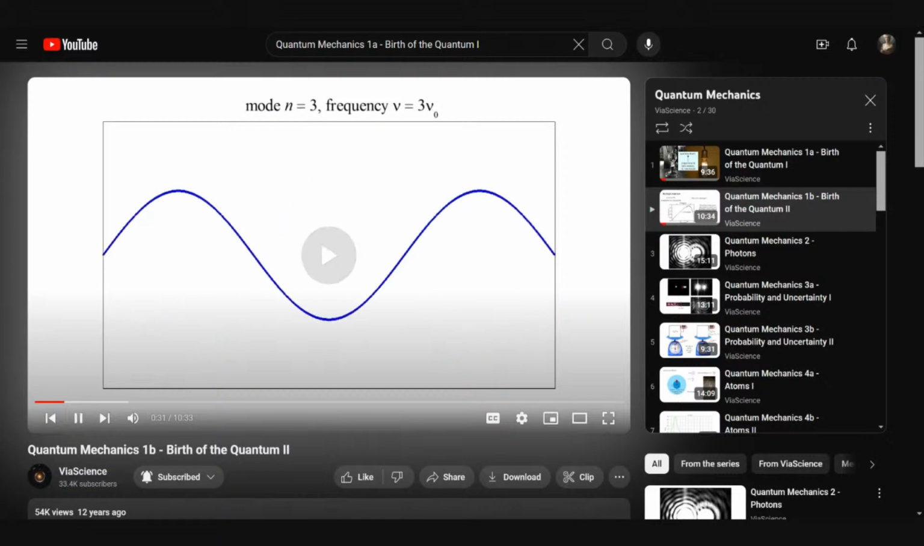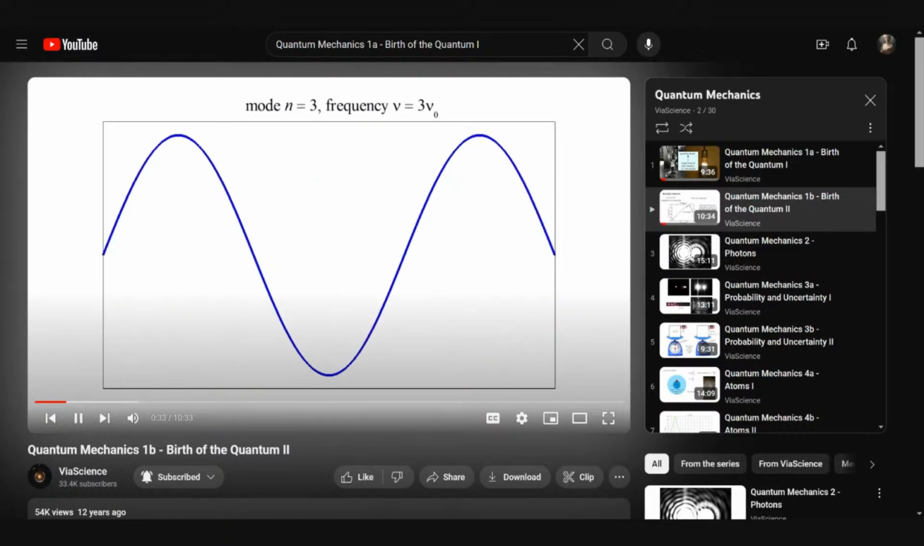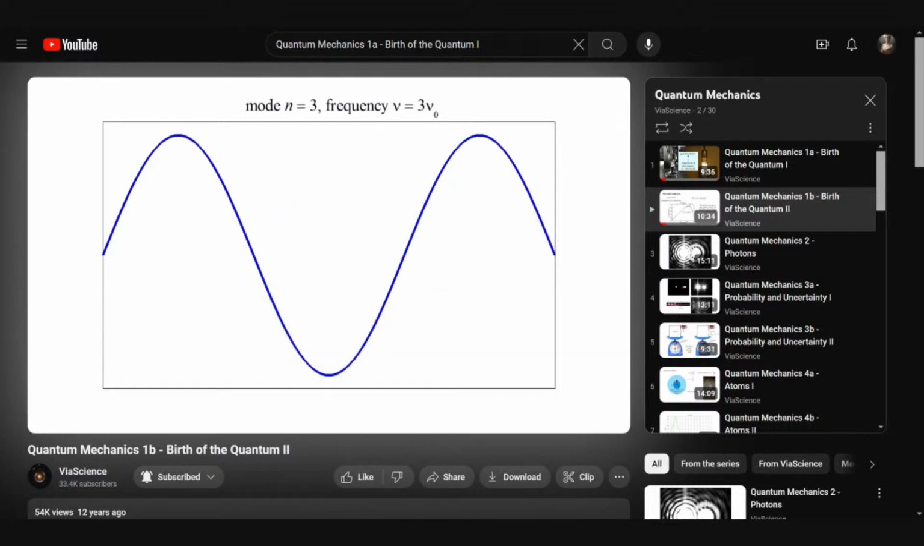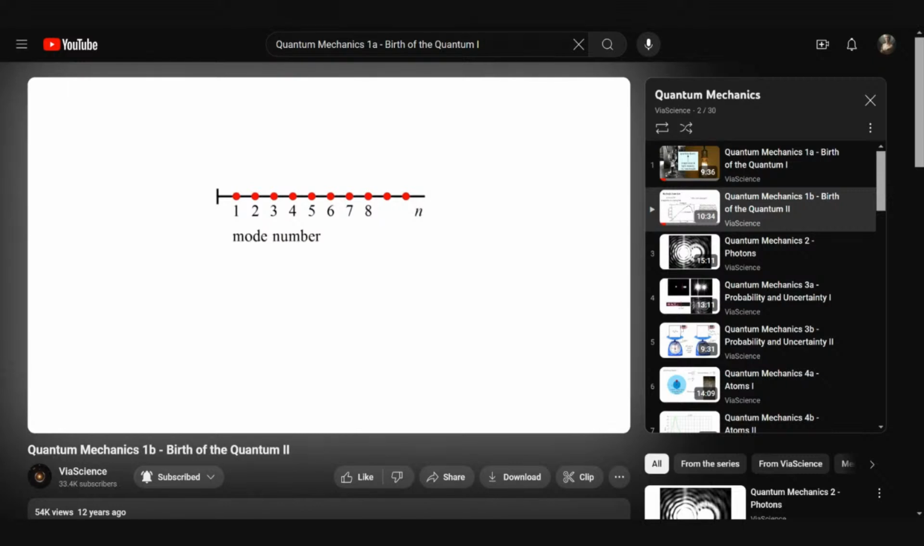Each of these vibrations is a mode of the string, and we index them by the number of bumps in the string shape. We can draw a number line and place red dots at the integers n equals 1, 2, 3, and so on, and each dot will then represent a mode. We use the Greek letter nu, which looks a lot like a v, to represent frequency. The frequency of the nth mode is n times some fundamental frequency nu 0. So the fifth mode oscillates with the frequency 5 nu 0.